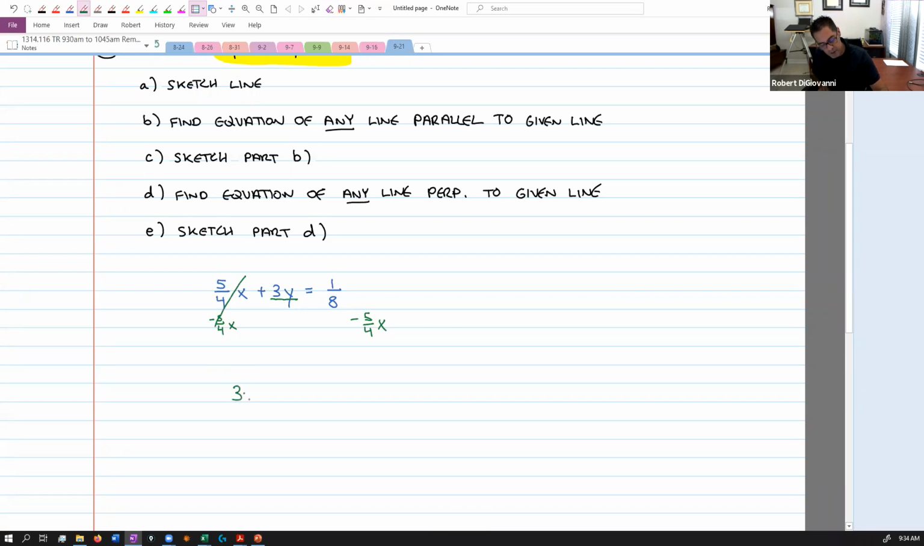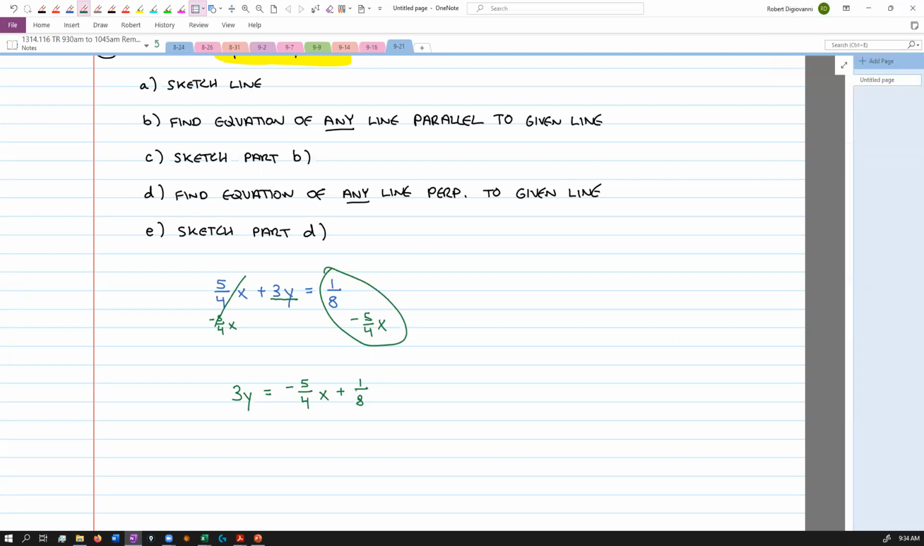The left-hand side will be 3y equals, now on the right side, I have these two. I can't put them together because one of them has x, the other doesn't. But I am going to put the term that has x first, and then I'm going to put the plus 1/8. Okay, we good? I need to get y by itself. How do I get y by itself now? Divide by 3.